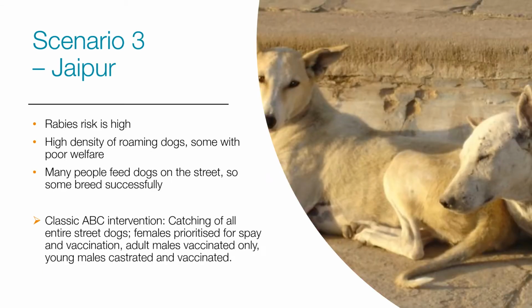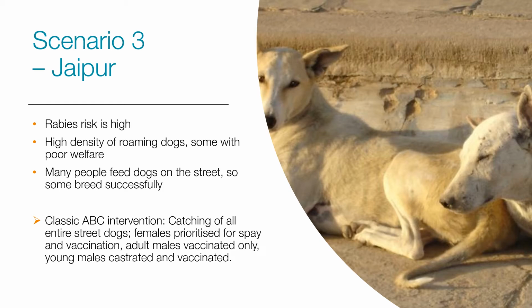Our third scenario is from Jaipur in India. So the rabies risk there is quite high. There's a high density of roaming dogs, some of which have poor welfare. Many people feed dogs on the street, so some breed successfully, and there is a community dog population. And based on that scenario, the intervention there is a classic ABC or animal birth control intervention, as outlined in the Indian legislation. It involves catching of all entire street dogs.